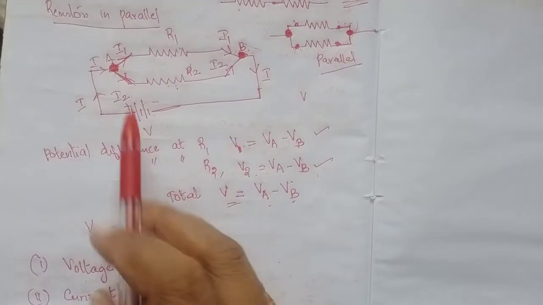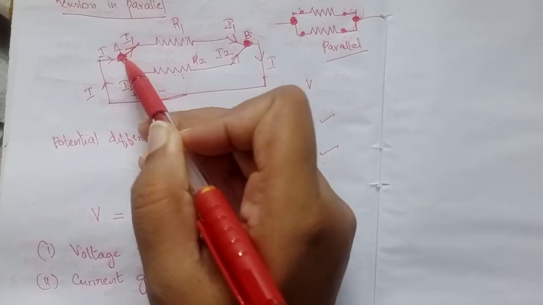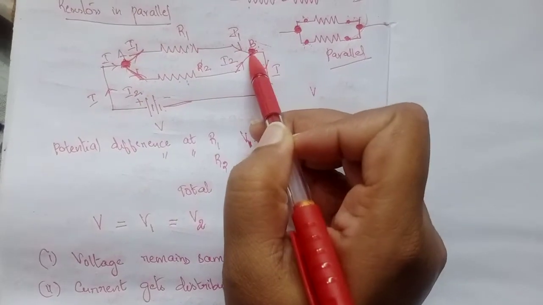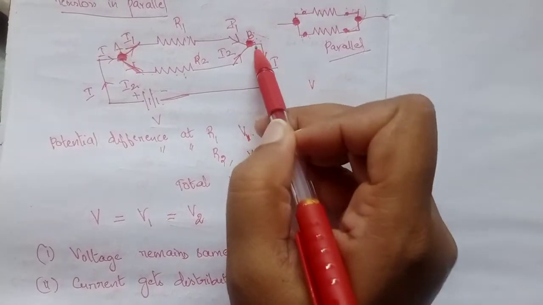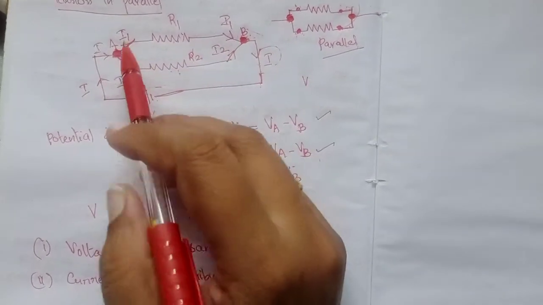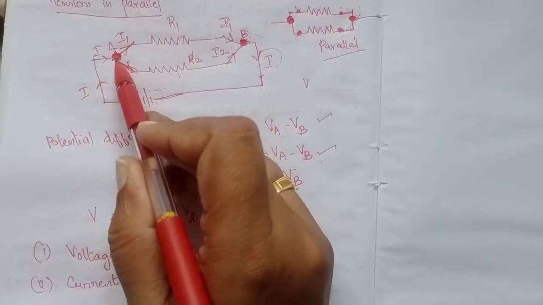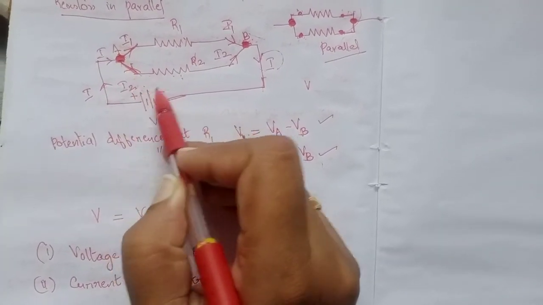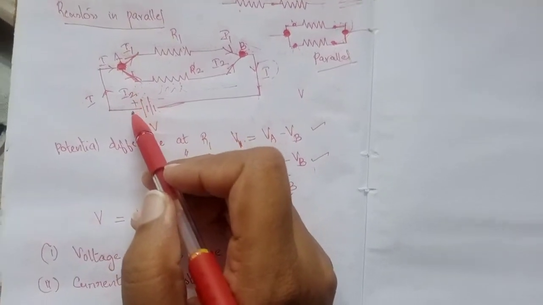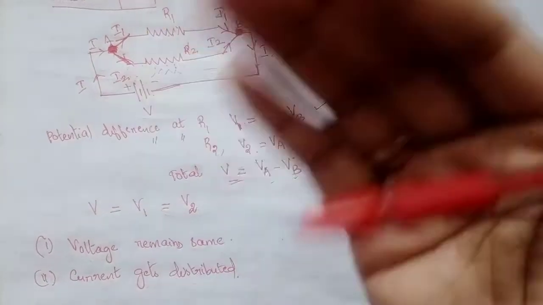So is that clear? The total current I is reaching this point A. At A, it gets split up into two currents, I1 and I2. Again at B, I1 and I2 combine together and the output will be the total current again. So that is why I told you that the current is getting distributed. If we had three branches, if one more resistor were connected like this, we would have another current I3. Depending upon the number of branches, the current gets distributed.